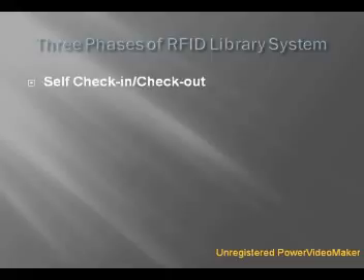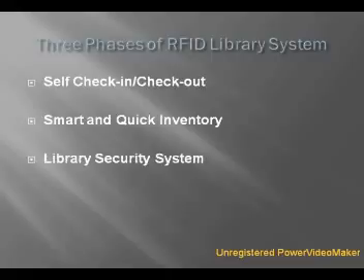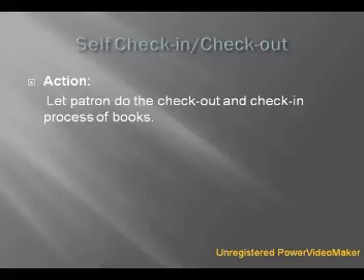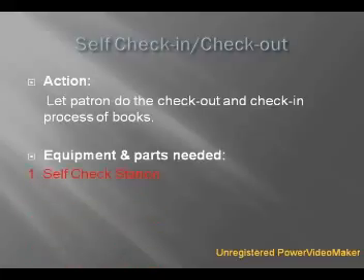Three phases of the RFID library system: self check-in and check-out, smart and quick inventory, and library security system. The self check-in and check-out lets patrons do the check-out and check-in process of books themselves. The equipment and parts needed are the self-check station, book drop and sorting station.